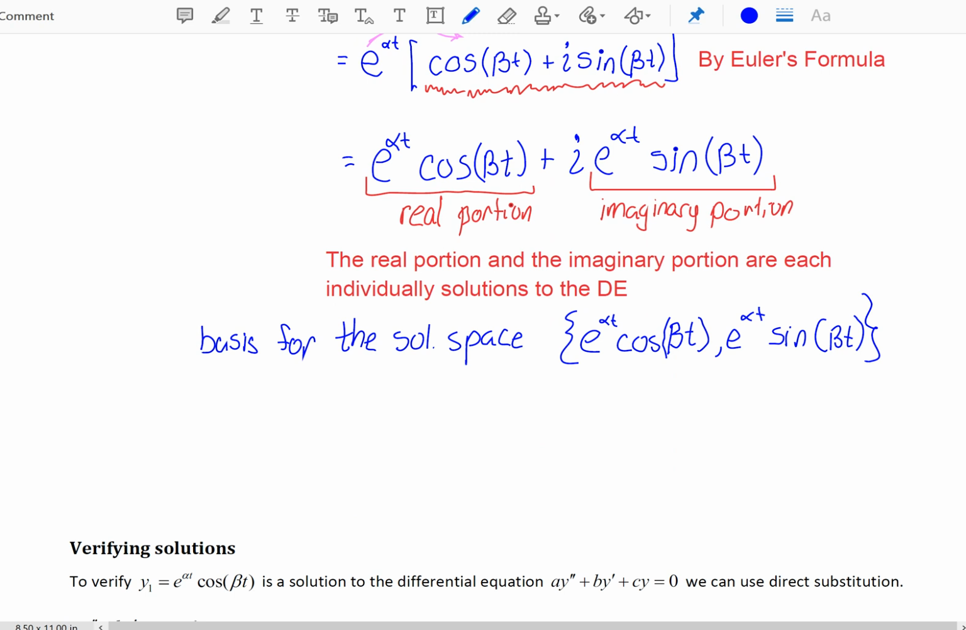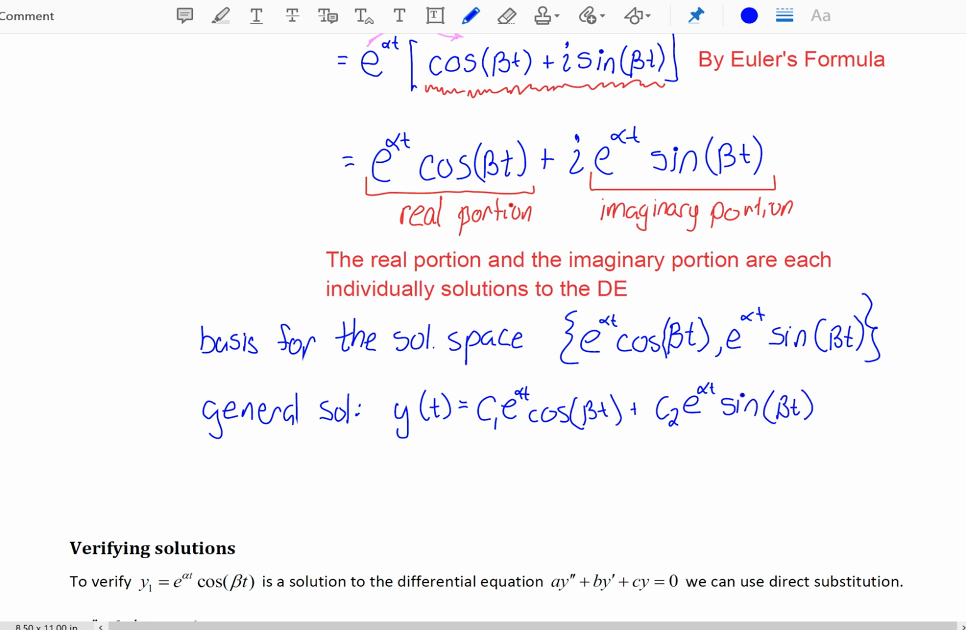And then a general solution would be written as y of t is equal to c1 e to the alpha t cosine beta t plus c2 e to the alpha t sine beta t. And this is by the superposition principle, that the sum of two solutions is a solution, any multiple of a solution is a solution, and in general, any linear combination of solutions are solutions.